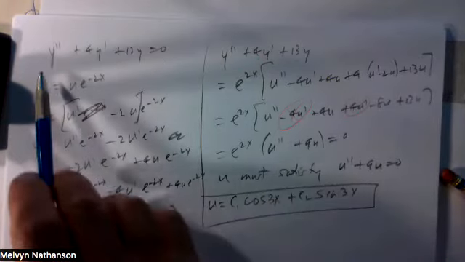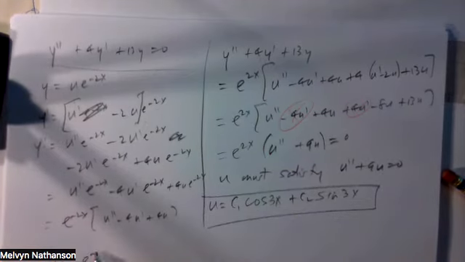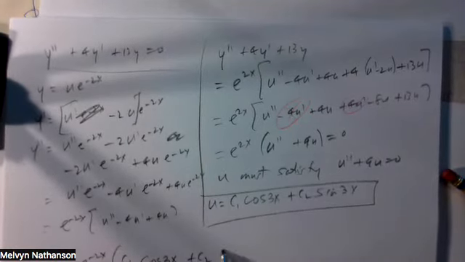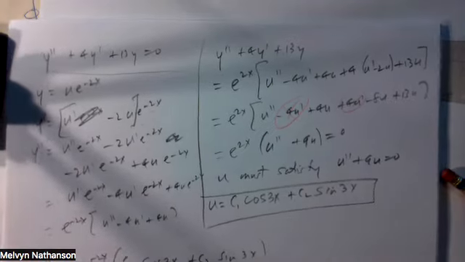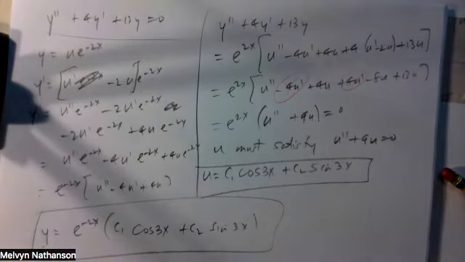So the general solution of this differential equation is y equals u times e to the minus 2x. That's e to the minus 2x times c1 cosine 3x plus c2 sine 3x. And this is typical of what happens whenever you have a constant coefficient equation where the discriminant is negative. Your solution will be of the form an exponential times the cosine and an exponential times the sine. Right? So that always, always happens.